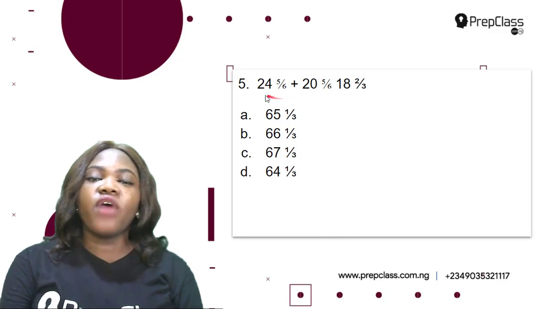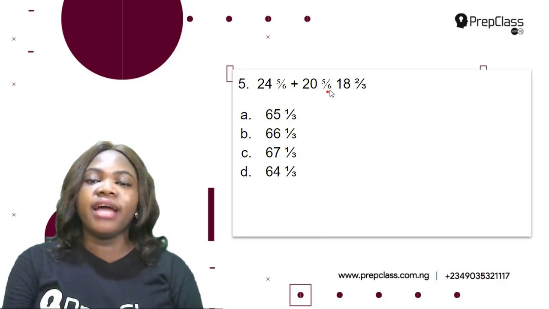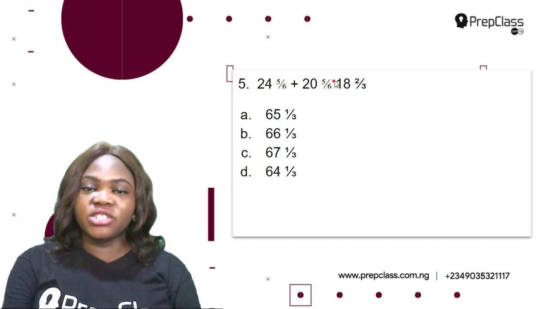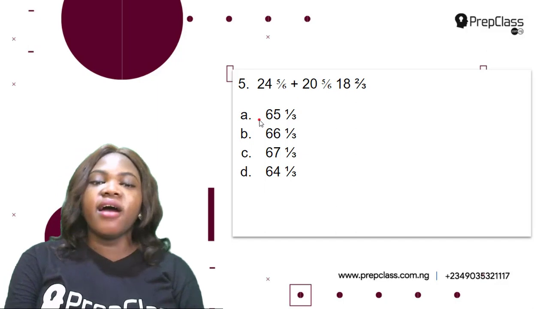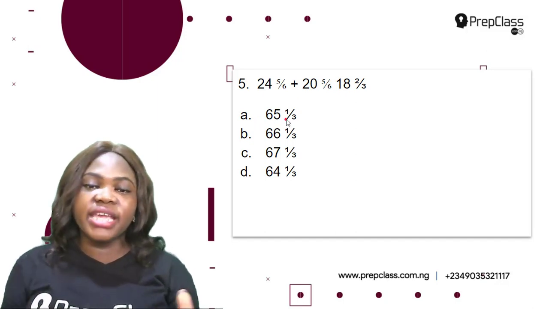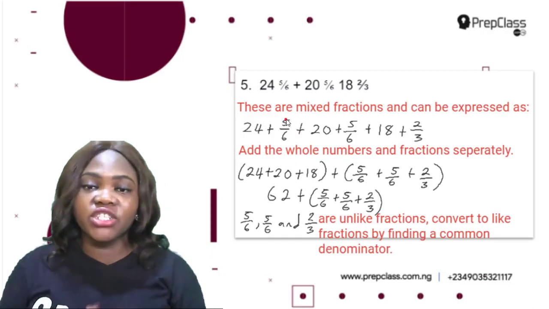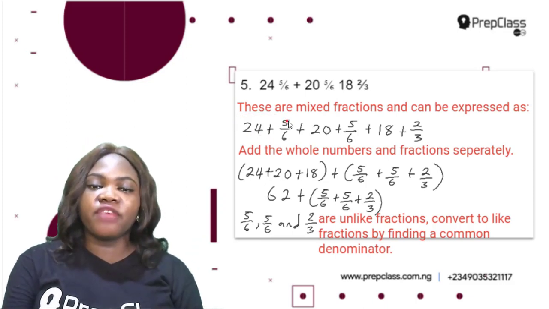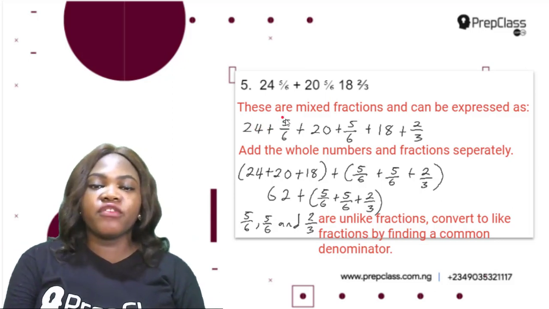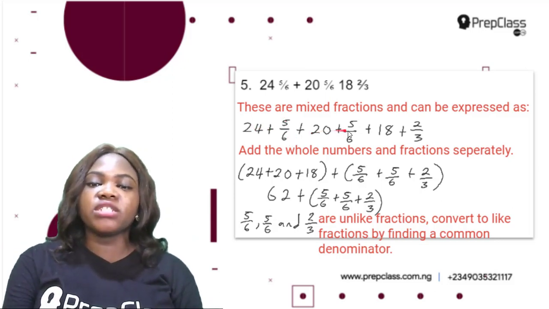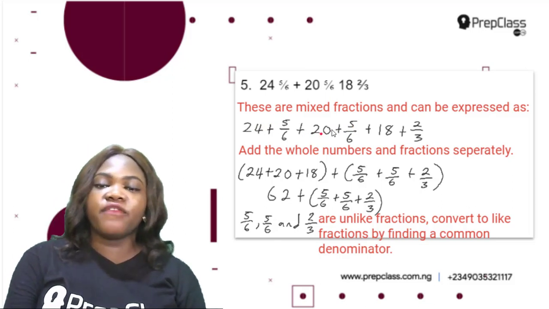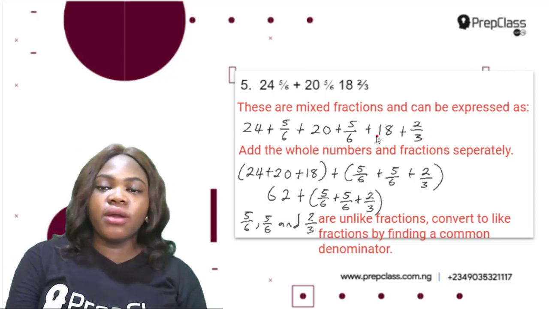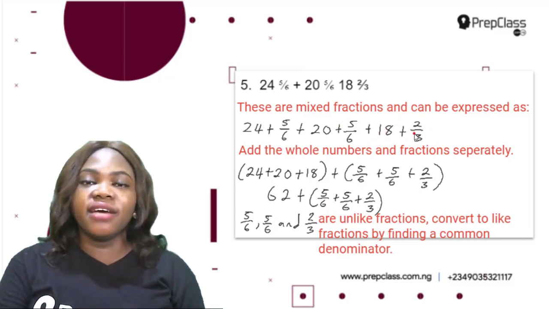So we have 24 whole number 5 over 6 plus 20 whole number 5 over 6 plus 18 whole number 2 over 3. Okay, so there should be plus here. Sorry about that. Okay, so now let's do this now. It's very easy. So these are mixed fractions. They can be expressed as 24 plus 5 over 6. 24 is the whole number, 5 over 6 is the fraction, plus 20 plus 5 over 6. 20 is the whole number, 5 over 6 is the fraction, plus 18 plus 2 over 3. 18 is the whole number part, while 2 over 3 is the fraction.